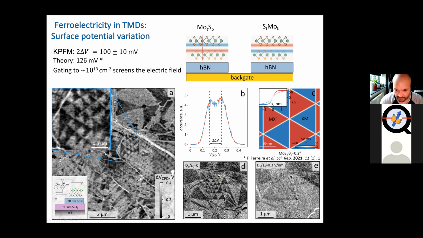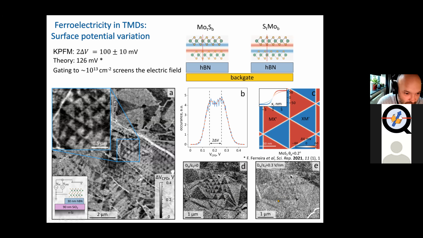Now, an interesting thing happens if you start doping this system. We had a sample which had a backgate on which we could perform KPFM measurements at the same time. As you apply a positive backgate, you introduce free electrons into the system. Those free electrons can now move in the crystal and screen this built-in electric field. So as you apply a very high gate, you can see that the domain structure sort of disappears.